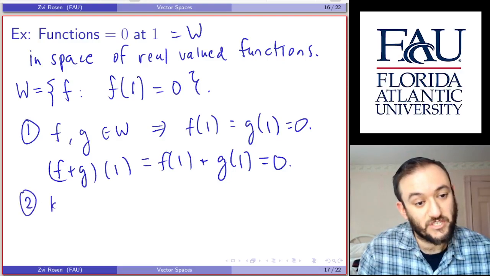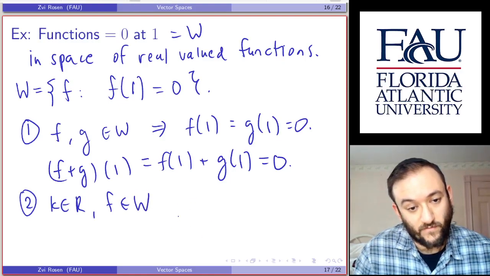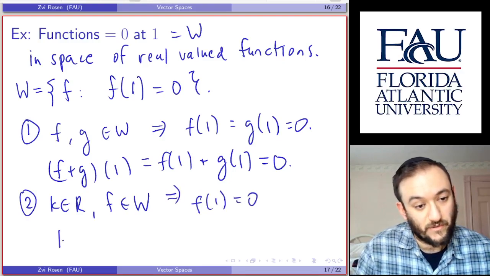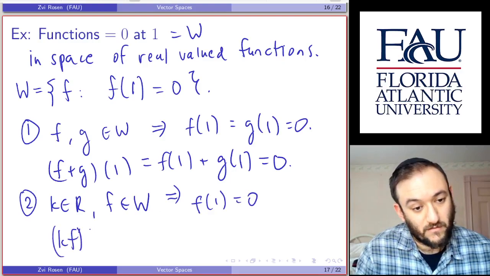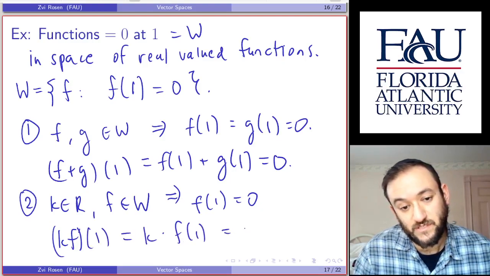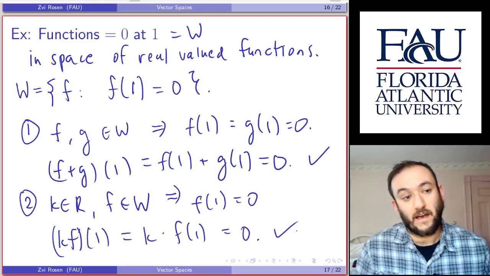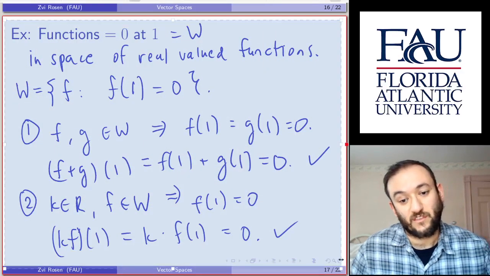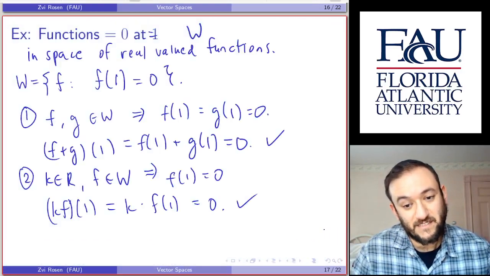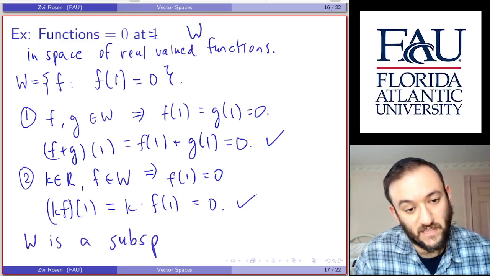How about scalar multiplication? Take k in R and f in W. Then f of 1 is equal to 0. So (k f) of 1 is equal to k times f of 1. We know f of 1 is 0, so this is just 0. So we have closure under addition and under scalar multiplication. That tells us that W is a subspace.